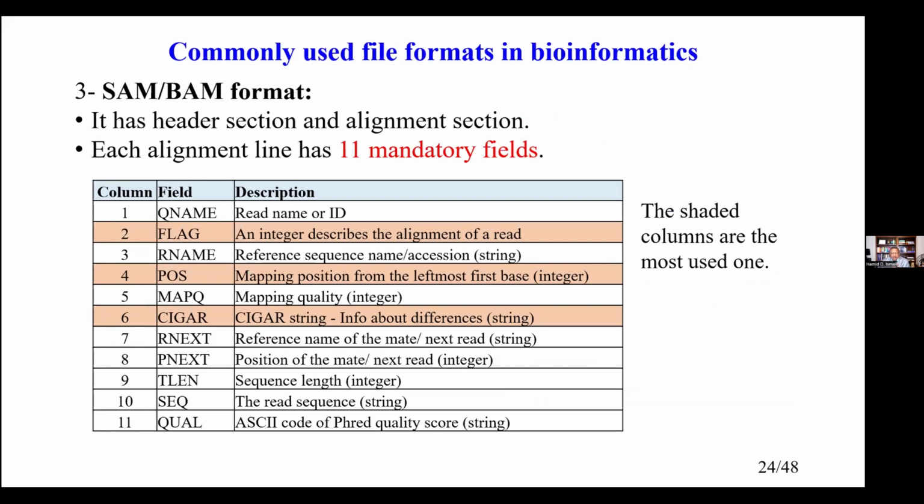SAM and BAM, this includes the alignment. So when you align your reads or long reads to a reference genome, then you will get a SAM file. And the SAM file has 11 mandatory fields that include the information of the alignment. So each read and the alignment information for it, okay? The highlighted fields here are the most important.